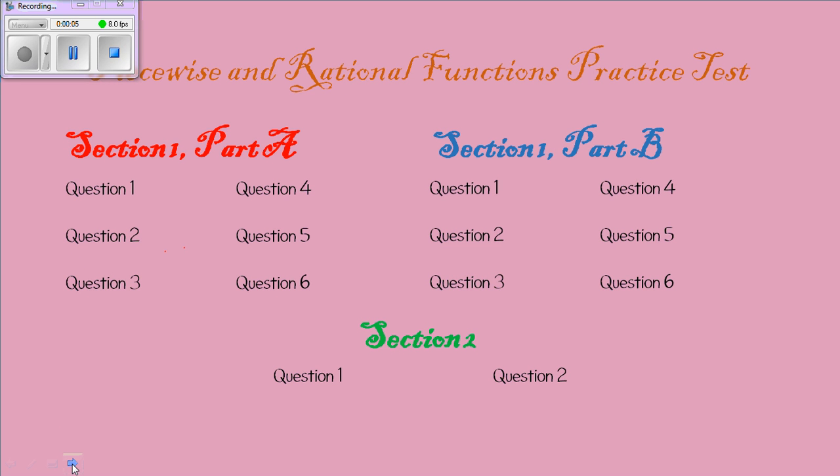Please click on the question that you want help with, or you can click on the section and it'll go through that section. So either section 1, part A, section 1, part B, or section 2, and you can click on individual questions. Or if you want, just stay here, don't click on anything, and I'll go through all of the questions one at a time.